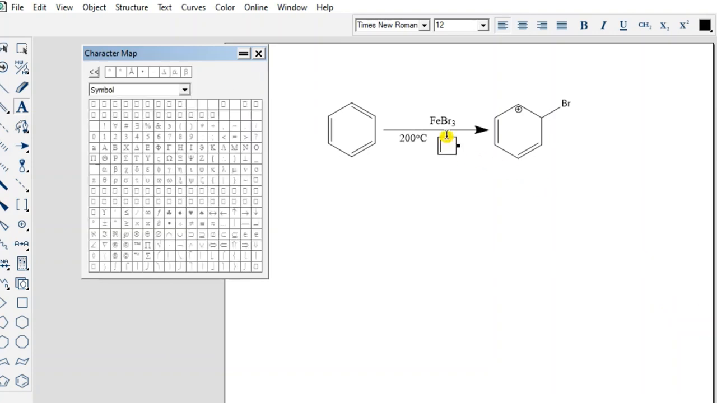And further, if we want to add pressure like 1000 atm, we can do that. We can also use delta there, or any other symbol, beta, alpha, or any other symbol in this way.